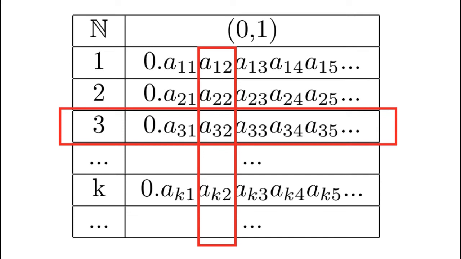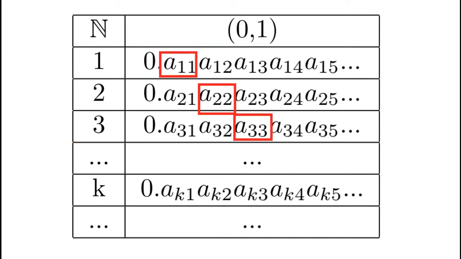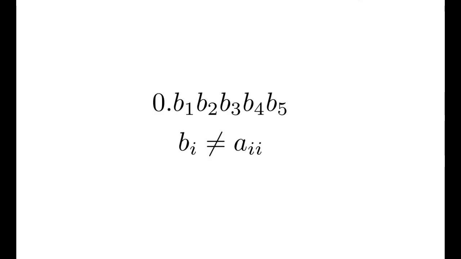Since we're assuming this is a bijection, that means every number between 0 and 1 is being mapped to, uniquely, from one singular input in N. But we can in fact find a number that isn't being mapped to. If we look at each a_ii on the diagonal, we can create a new number, 0.b1 b2 b3 b4 b5, and so on, such that b1 is not a11, and b2 is not a22, etc.